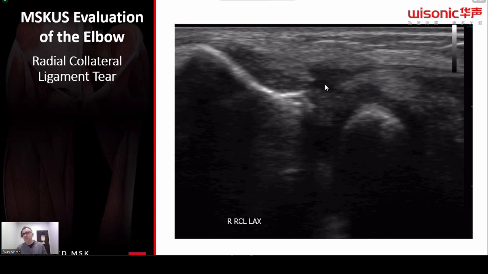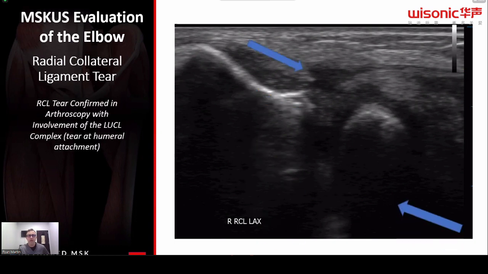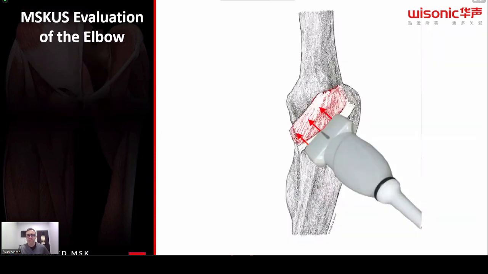And you can do a varus valgus stress test, so you can take that elbow and mobilize it to see how much motion you're getting in here. And that's a classic picture of a radial collateral tear. And this one did go in for surgery.